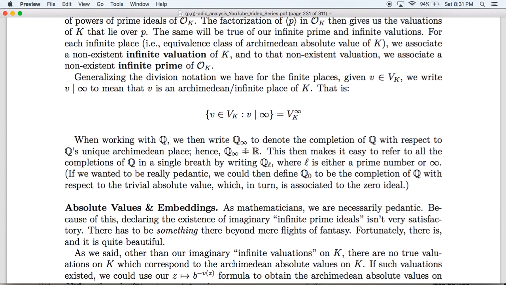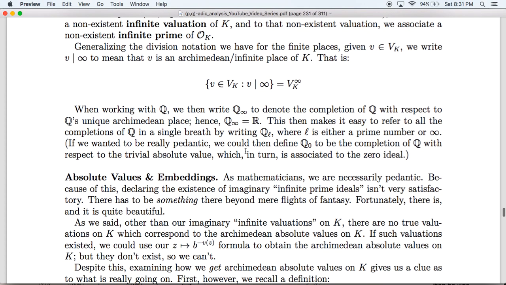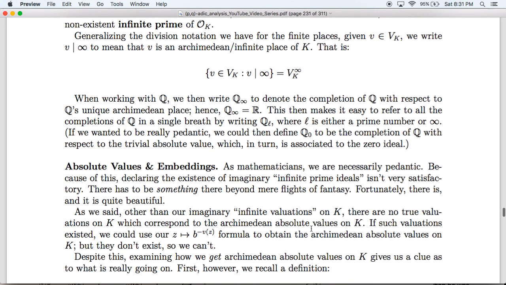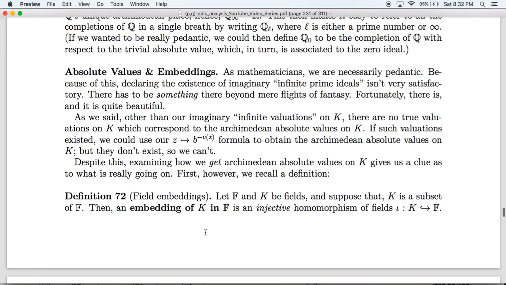As we said, other than our imaginary infinite valuations of k, there are no true valuations on k which correspond to the Archimedean absolute values on k. If such valuations existed, we could use our z to the b negative v of z formula to get an Archimedean absolute value on k, but these valuations don't exist, so we can't. Despite this, examining how we get Archimedean absolute values on k gives us a clue as to what's really going on. And so first of all, let's recall a definition.